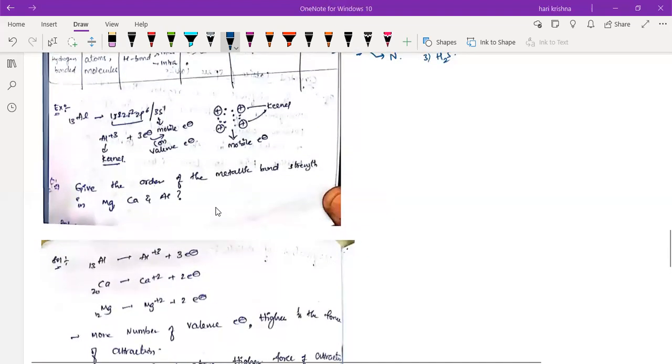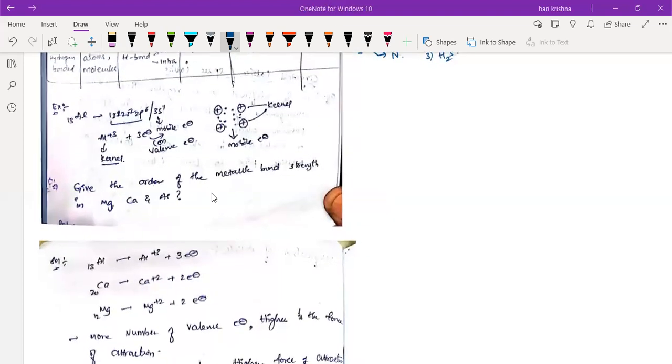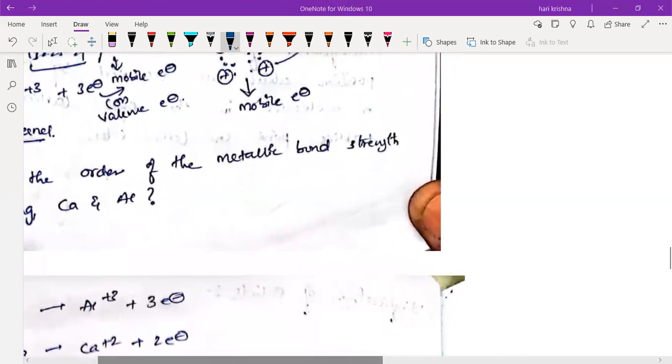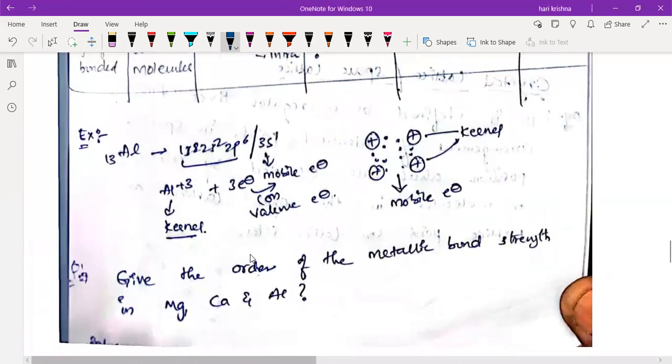Any doubts in this kernel part? Suppose you take aluminum. What is the meaning of kernel? What is the meaning of metallic bond? The force of attraction between the kernel and the mobile electrons is called a metallic bond. So kernel means what? The innermost electrons and the nucleus combinedly are called a kernel. Clear? That is what I explained with the example.